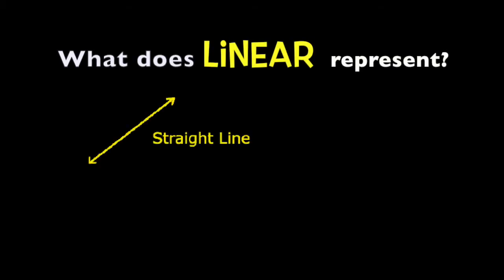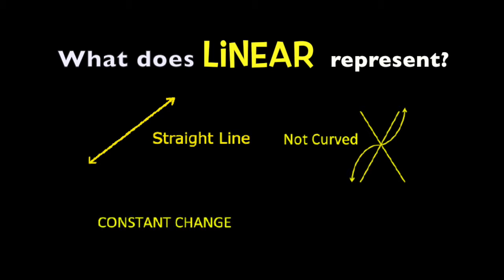So here we go. Alright, so what does linear actually represent? It represents a straight line. So what's important about that is it cannot be curved. It has to be straight. So what are some characteristics of being straight? It's constant. It doesn't change. It doesn't go sideways. It doesn't curve. It stays the same. This is what you really have to know about linear.